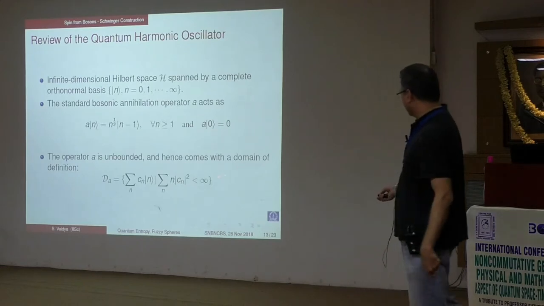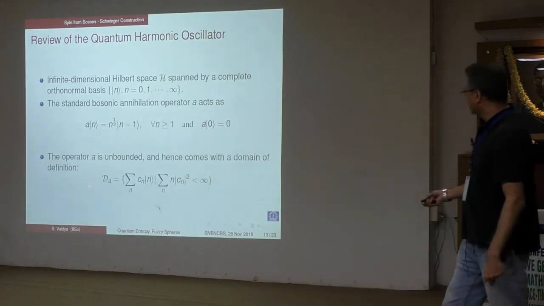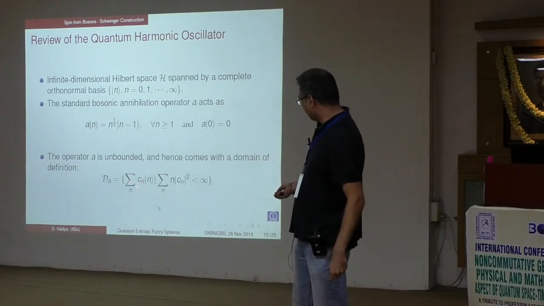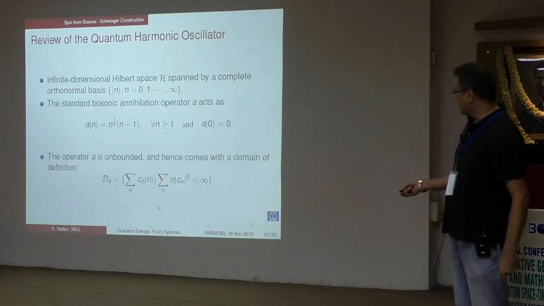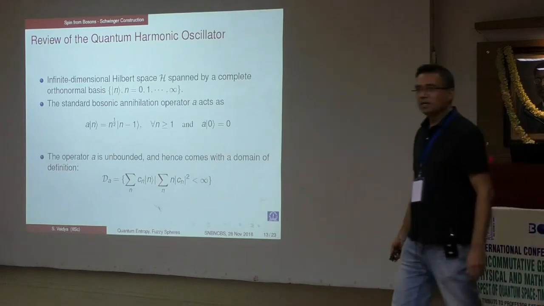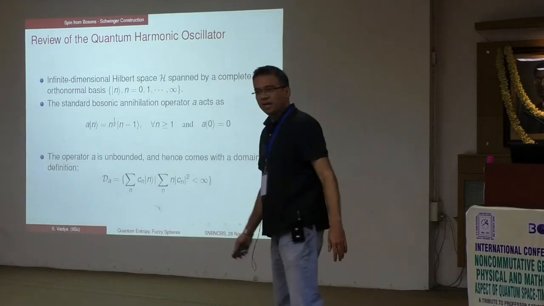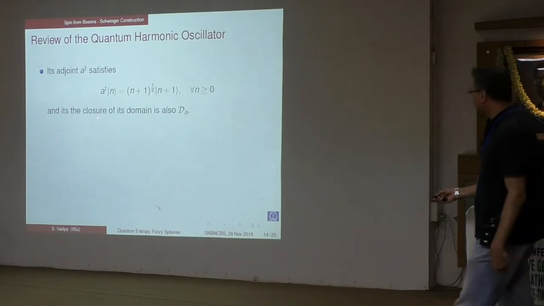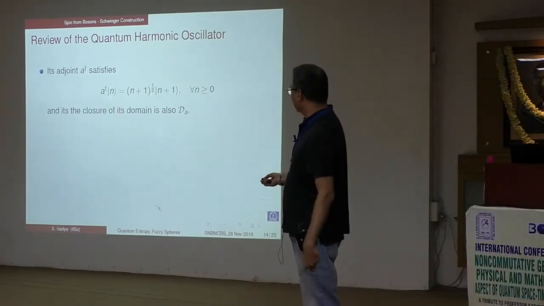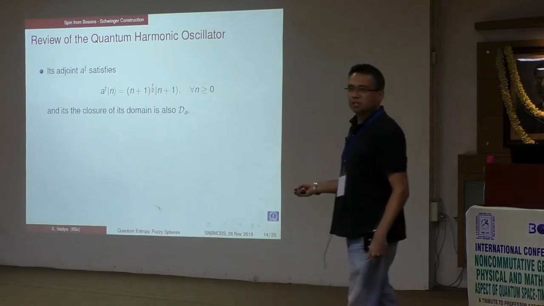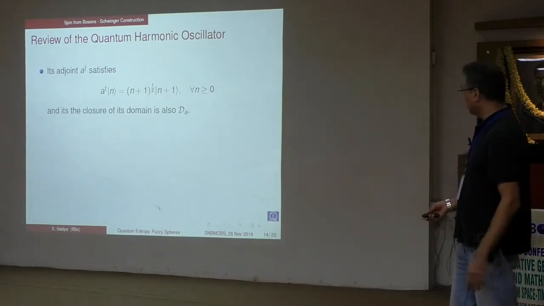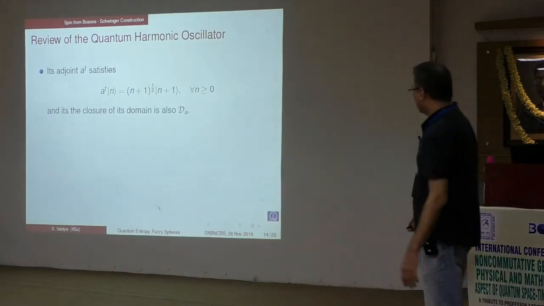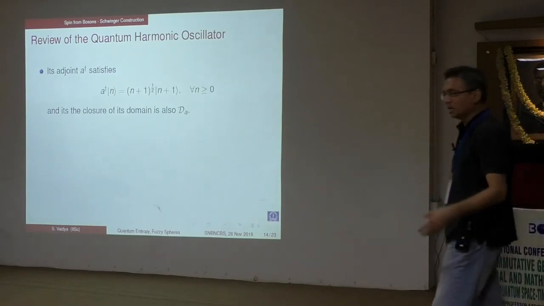The domain here is defined as follows: the set of all vectors, all linear combinations of the form Cn times |n>, such that the sum over n of n times mod Cn squared is finite. This is the domain of A. Similarly, you can define its adjoint. This adjoint takes the vector |n> and maps it to |n+1>, up to this factor of n plus 1 to the half. And the closure of its domain is also the domain that I had written down earlier.